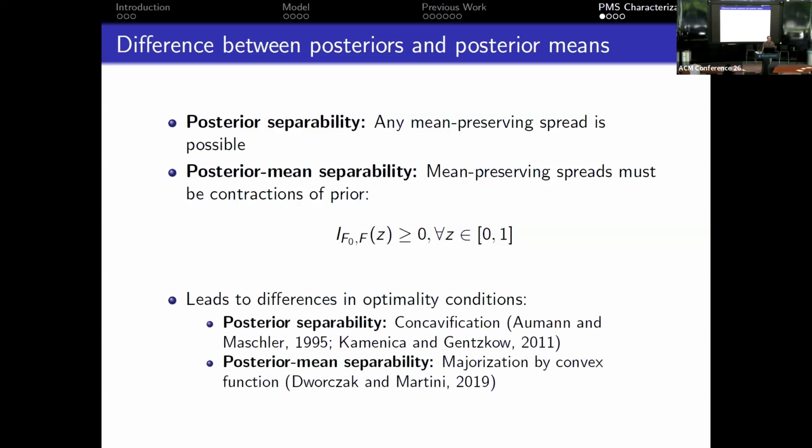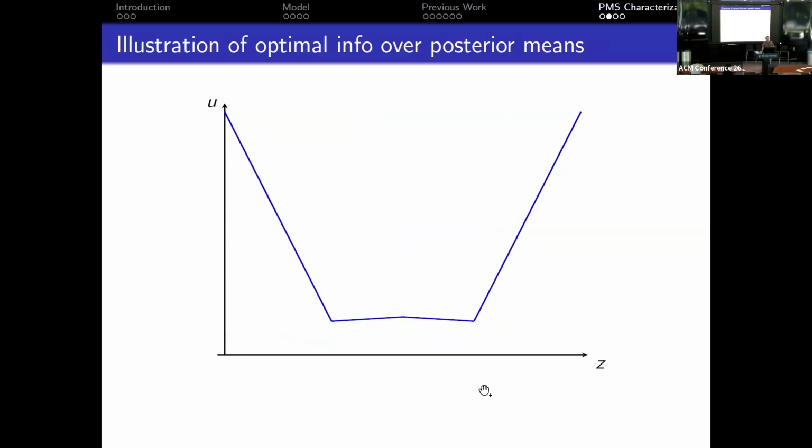With posterior separability, I think everyone here is familiar with Bayesian persuasion from Kamenica and Gentzkow, which states that the way you get the optimal choice of information is by concavification. Whereas with posterior mean separability, you're going to have a convex function that characterizes the optimal choice, that lies above the utility function. So if we think about a given utility function here with values of the state at 0, 0.4, 0.6, and 1, then the optimal information can be given by a convex function which lies above the utility function and is tangent to it at points in the support of the posterior mean distribution.